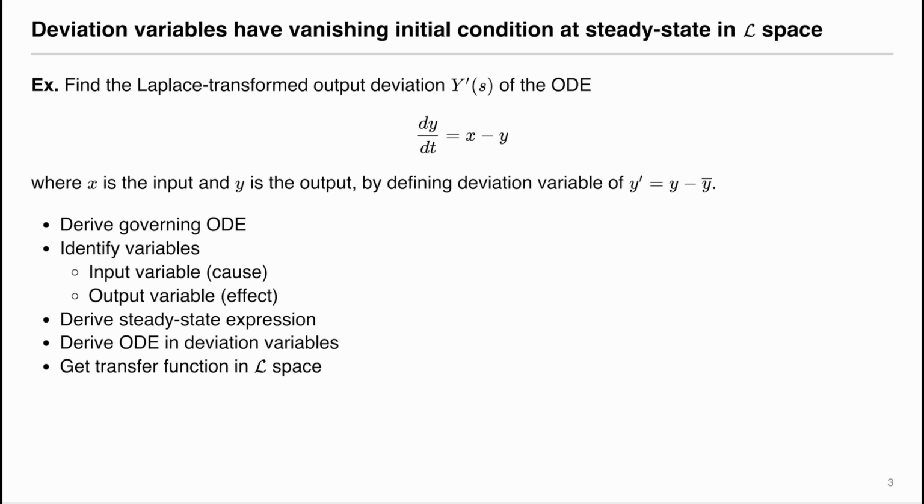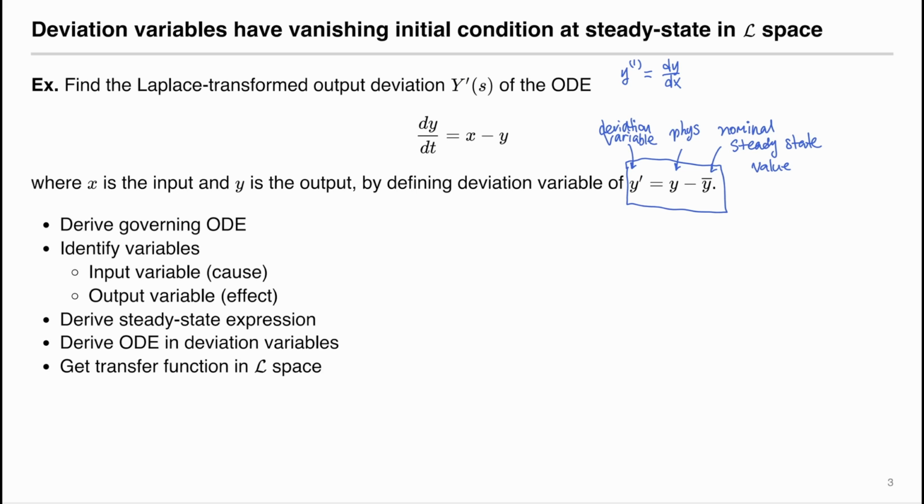Deviation variables are defined as follows. The deviation variable is termed y prime, which is a little bit annoying because it conflicts with the derivative symbol, but now we'll just write the derivative explicitly as dy/dt. Y prime equals y minus y bar, where y is the variable in the physical space, and y bar is called the nominal steady state value.